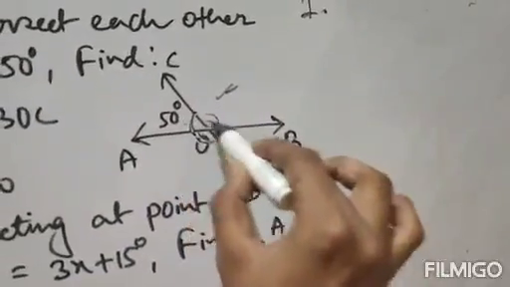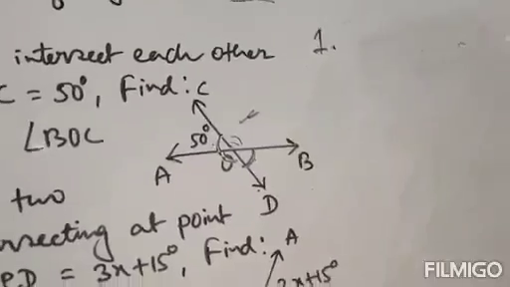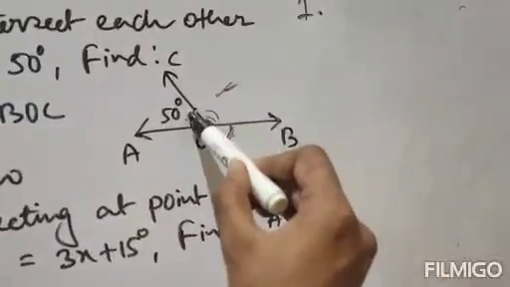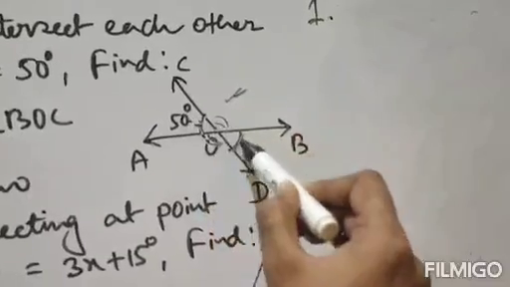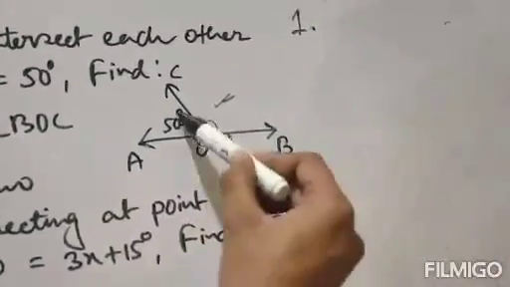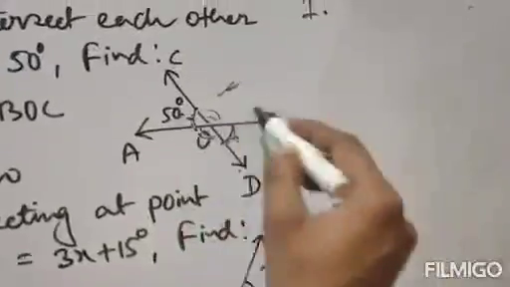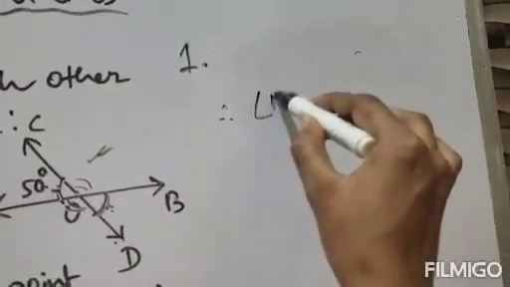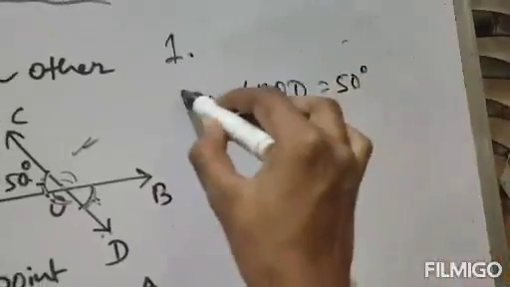Now if it is 50 degrees, then this will also be 50 degrees because vertically opposite angles are equal. That is property number 1. So if it is 50 degrees, then these two angles are vertically opposite, so this angle will always be equal to 50 degrees. So angle BOD will be 50 degrees. Just write angle BOD equals 50 degrees.